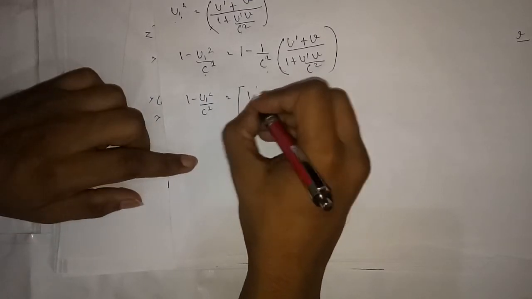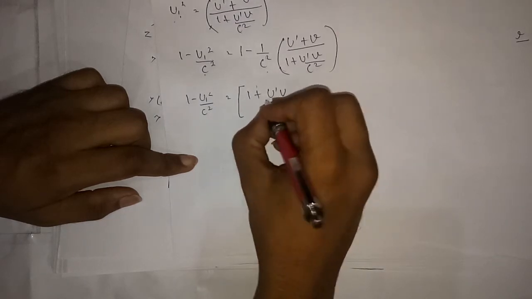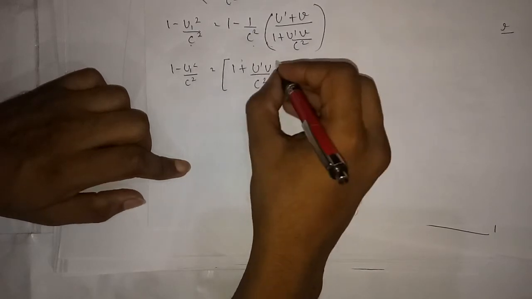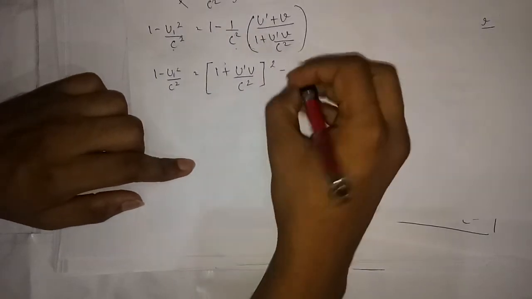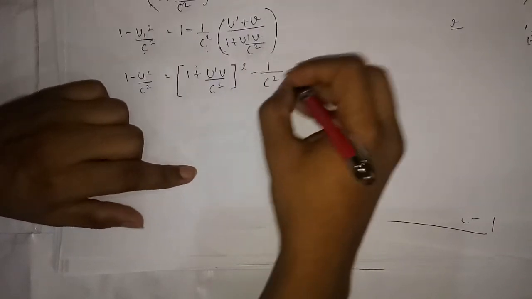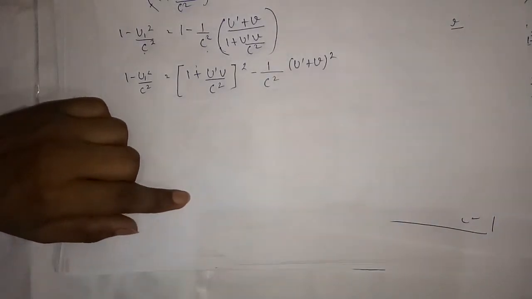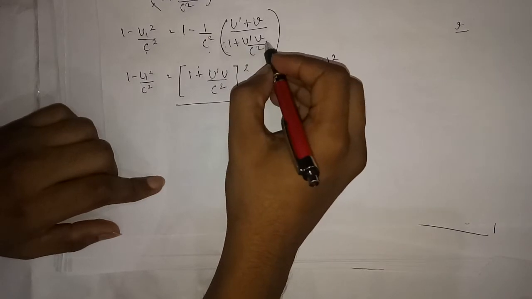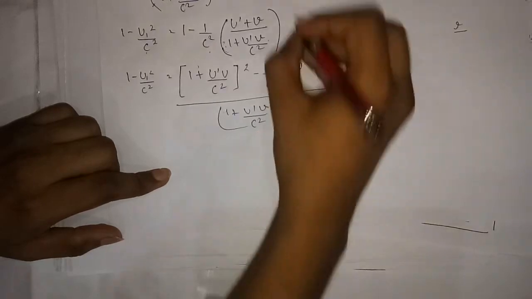1 plus u dash v upon c square, having whole square, and minus 1 upon c square u dash plus v whole square, okay, and dividing the complete equation by 1 plus u dash v upon c square whole square, and this is whole square, gentlemen.